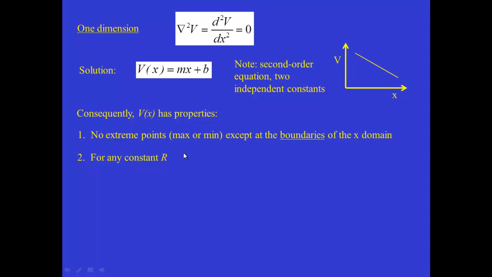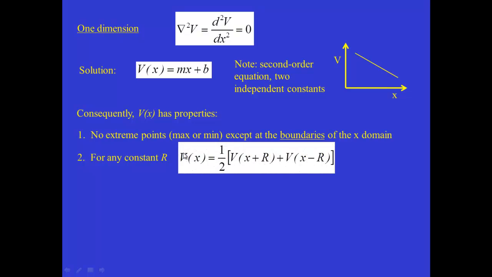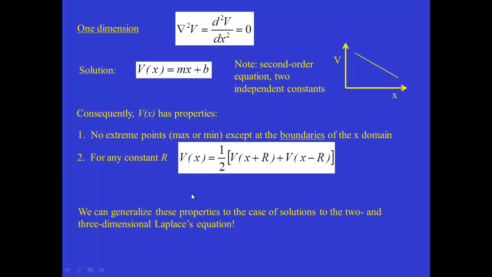The second property says that for any constant value r, the electric potential at a given point is half, or the average, of the sum of the electric potential at nearby points, points that are displaced from x by a constant amount r. So we can generalize these properties to the case of solutions to the 2 and 3-dimensional Laplace's equation. All of these properties can be proven, but we're simply going to state them here and then make use of them.